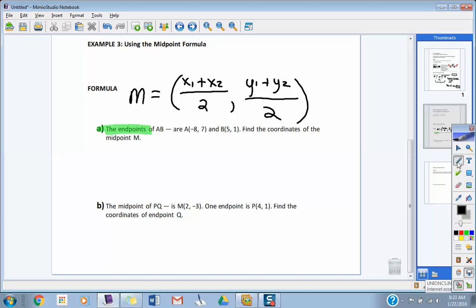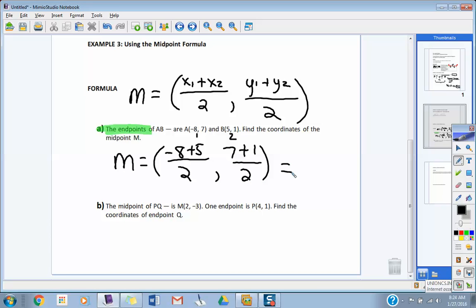Now, what we had said yesterday was this. The midpoint became the following. We called point A really our point 1, and point B was really point 2 here. So what do we put in for x1 plus x2 up top? Negative 8 plus 5, and what do we divide that by, Mary? Divide by 2. And now what was your y1 and y2 values? 7 plus 1, divide that by 2.